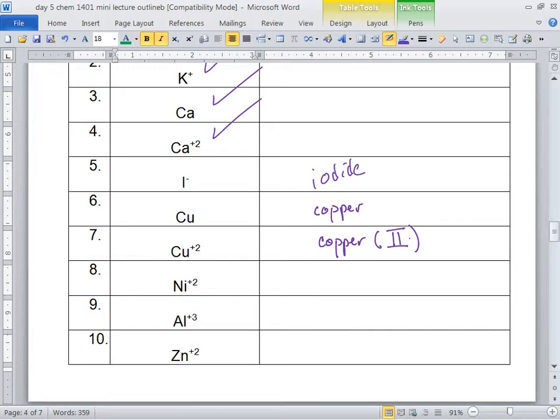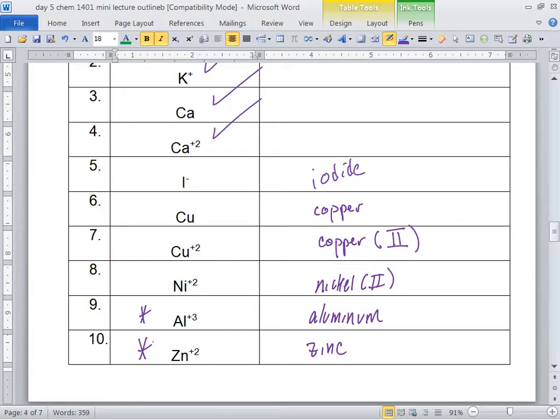Okay, did you get the next? So hopefully you wrote nickel 2. Now, I don't know if you caught this. This is a tough one. Whenever an ion does not have a choice, they don't want you to write the charge in parentheses. Aluminum and zinc are the only 2 that are like this. Aluminum is always +3, zinc is always +2.